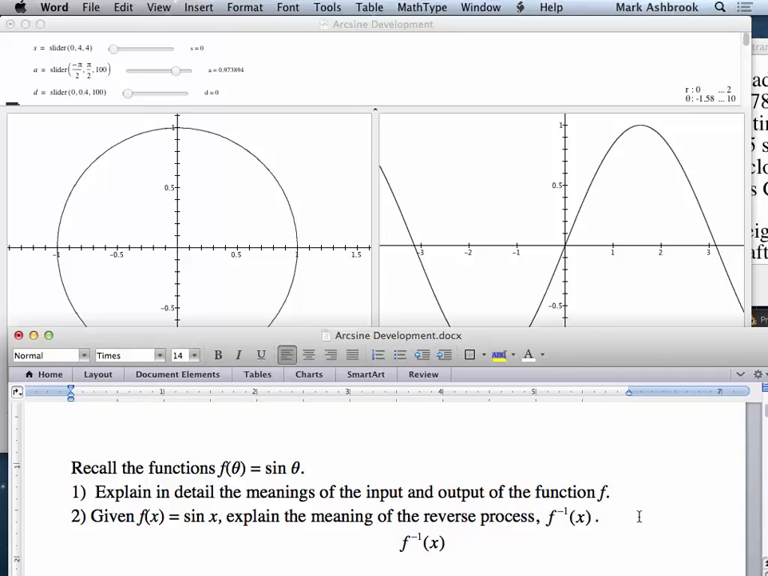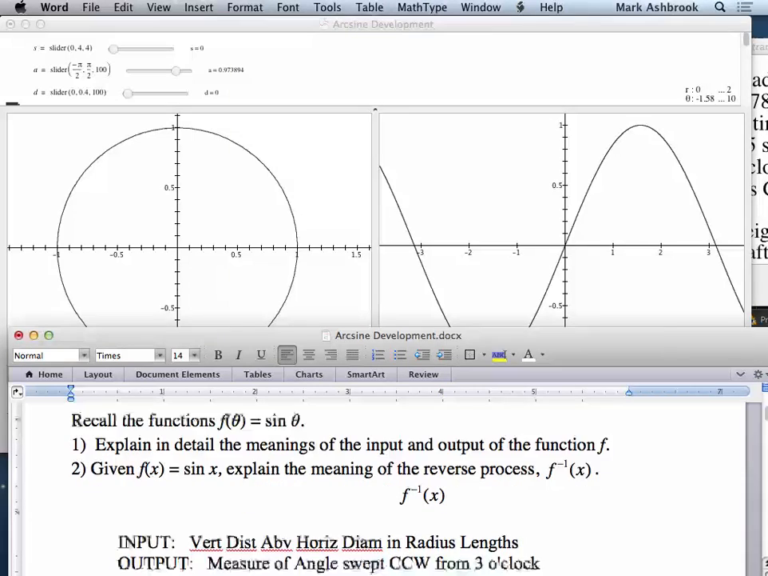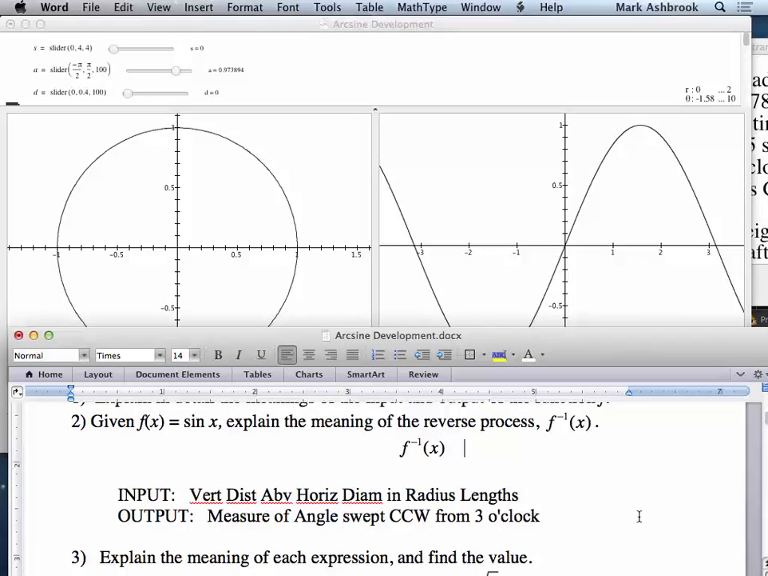In general, not using sine now, nothing like that. No, well, it is the reverse process of sine. But I don't want you to talk about sine. I want you to talk about this, the reverse process of sine. What does it do? You take in the vertical distance. Okay. In order to get the angle measure. It takes the vertical distance and gives the angle measure. Right, and we'd have all the other details too. The vertical distance above the horizontal diameter and radius lengths, that's what it would take. And it would give the measure of the angle swept counterclockwise from 3 o'clock. Okay? So right, so that's there.